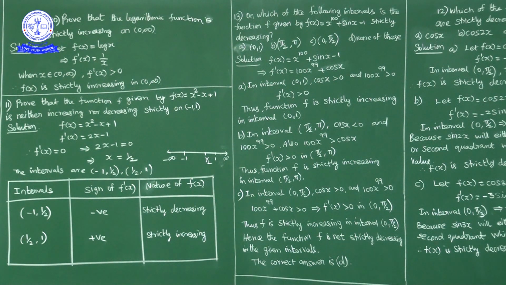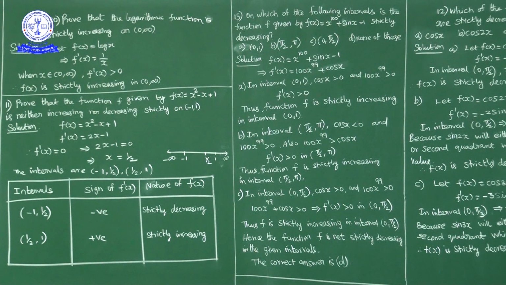What is the given function? The given function is x power 100 plus sin x minus 1. Now f dash of x is what? X power 100 derivative is 100 into x power 99, plus sin x derivative is cos x, okay.